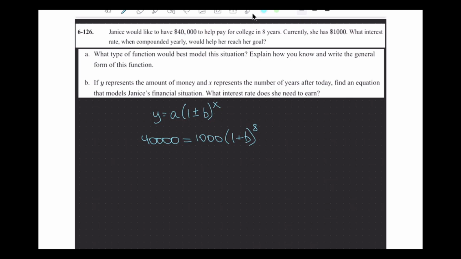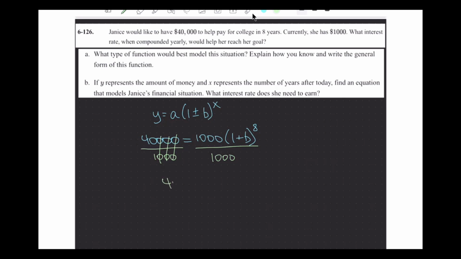So guess what we need to solve it for? We need to solve it for B, right? What do you think the first thing we should do is? Divide both sides by 1,000. Yeah, divide both sides by 1,000. Divide this side by 1,000, divide this side by 1,000. What am I going to get? 40,000 divided by 1,000 is 40. Is that right?